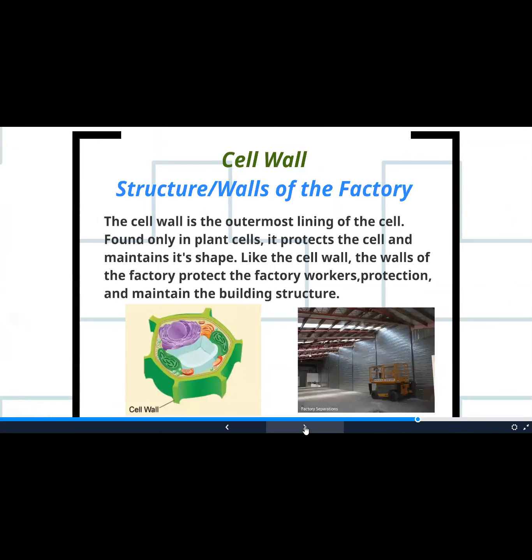And then you have a cell wall, okay, in the plant cell. In the factory, that's also the wall of the factory, the structure of the walls of the factory. So the cell wall is the outermost lining of the cell. It's found only in plant cells, okay? There's no cell wall in the animal cell. It protects the cell and maintains its shape. Like the cell wall, the walls of the factory protect the factory workers, provide protection, and maintain the building structure.